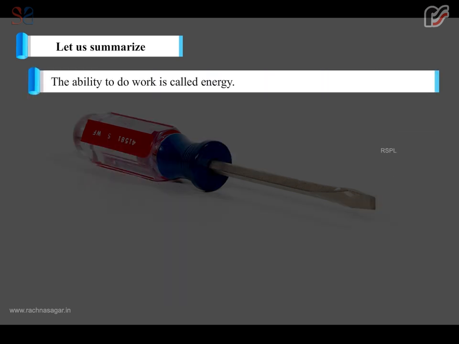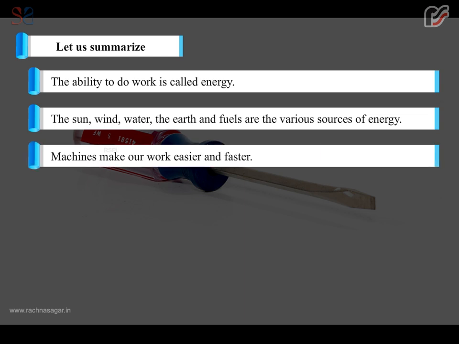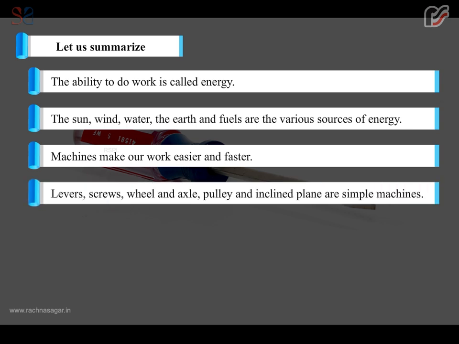The ability to do work is called energy. The sun, wind, water, the earth, and fuels are the various sources of energy. Machines make our work easier and faster. Levers, screws, wheel and axle, pulley, and inclined planes are simple machines.